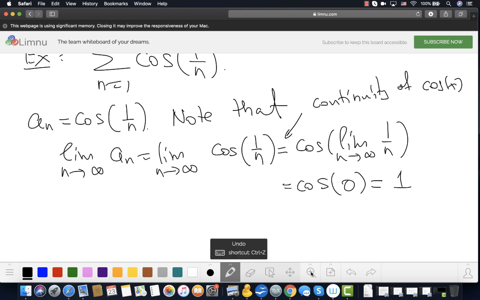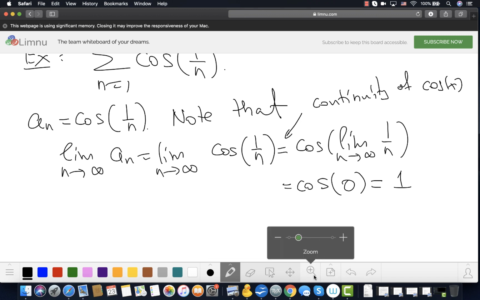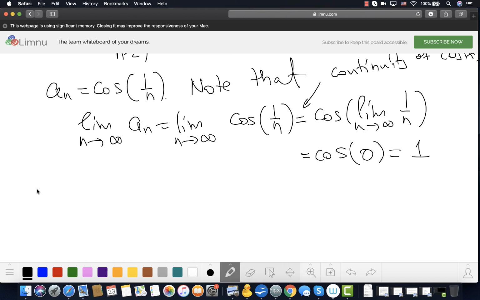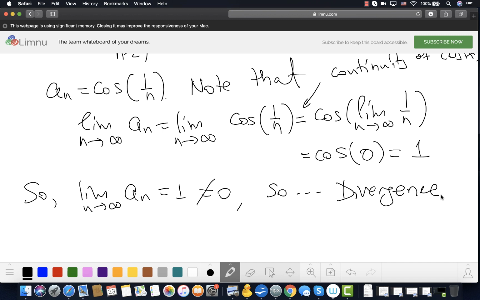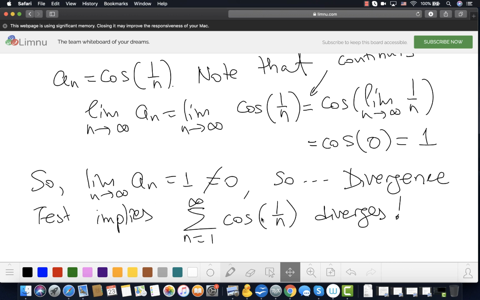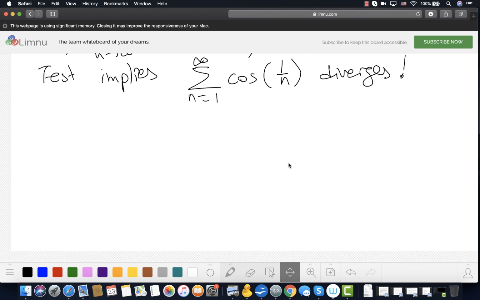Okay, so what did we just show? We just showed that the limit as n goes to infinity of a_n is 1. So it's not 0, so the divergence test can be applied. The divergence test implies that the series must diverge. Done. See? Once the limit of the a_n is not 0, the corresponding series diverges.